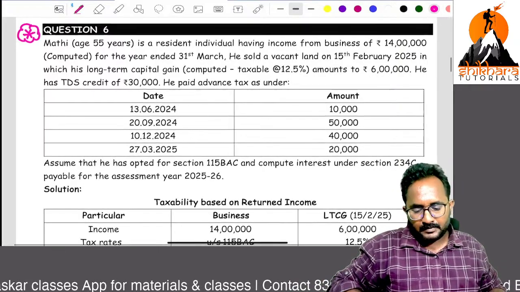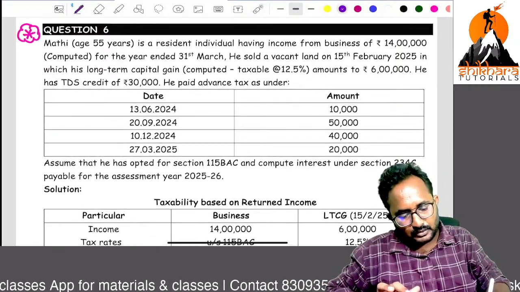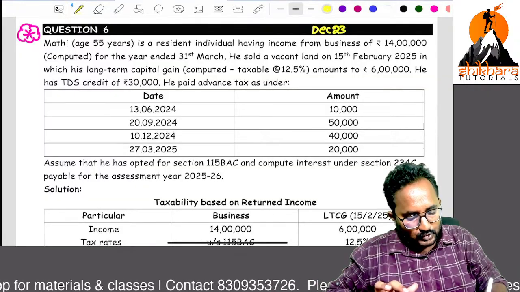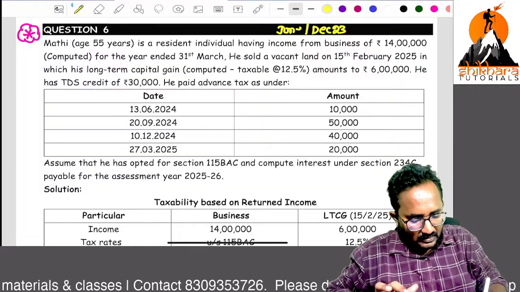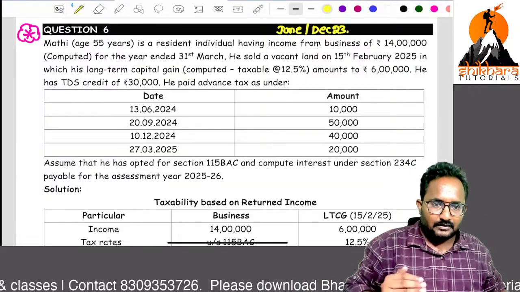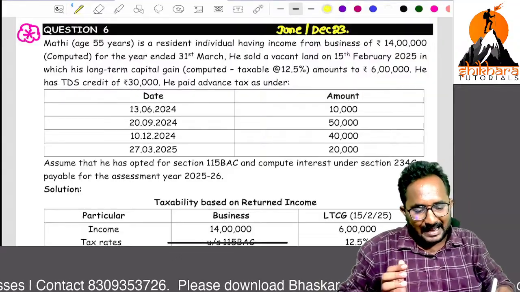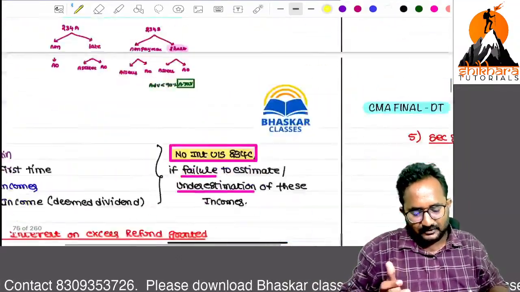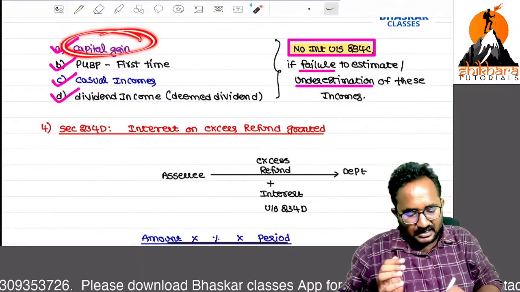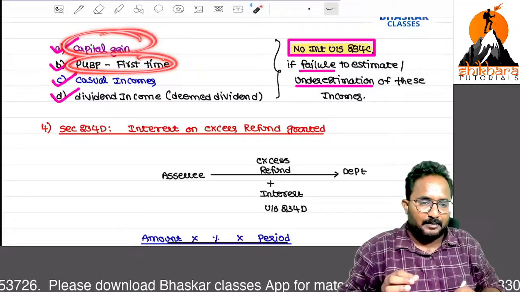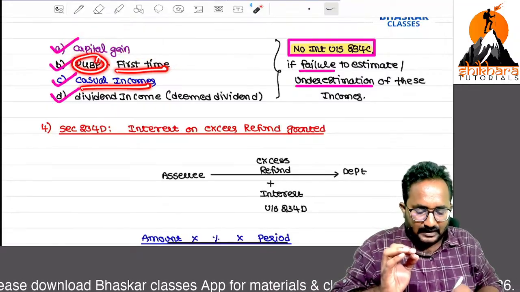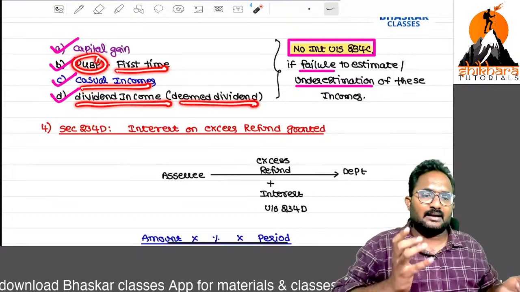This is, I think, a December 2023 or June 2023 exam question. Many students are asking for the suggested answer for this. Not only capital gain, akka. Clearly, I said these 4 incomes: capital gain income; PCBP income, that means if you are doing the business or profession for the first time; casual incomes; dividend incomes, including deemed dividend.